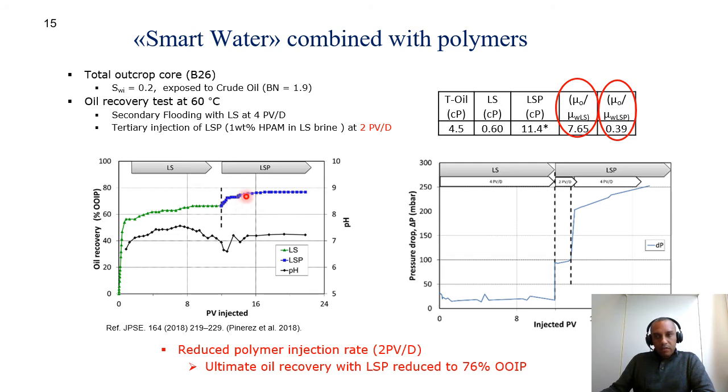After that, we increased the injection rate again, and we produced additional oil. However, the pressure drop increased considerably. In this case, the ultimate oil recovery was approximately 10% less. So we obtained 76% of the original oil in place, which is still positive despite the increment in the pressure drop.